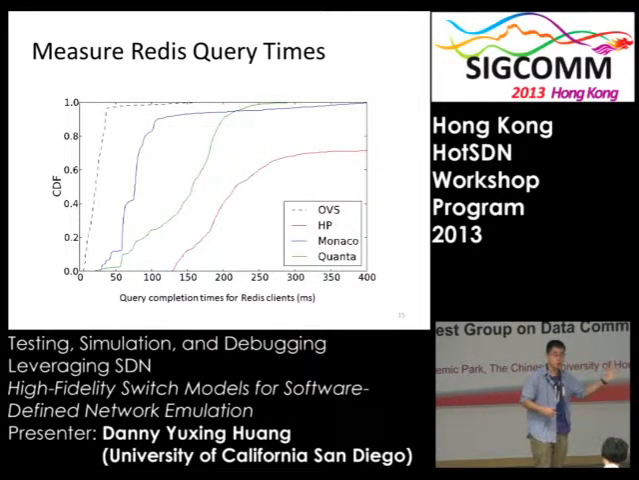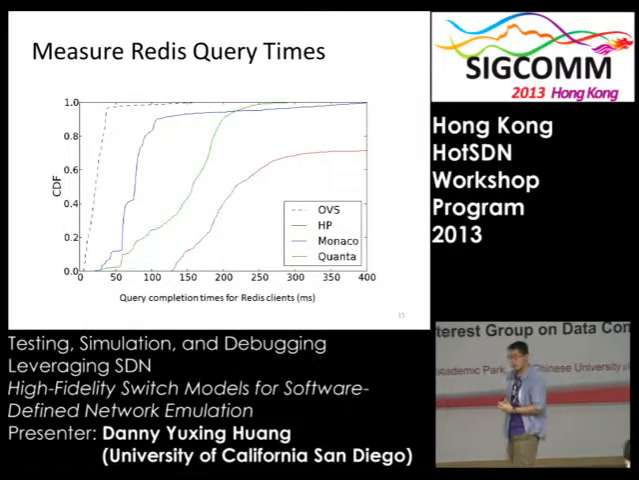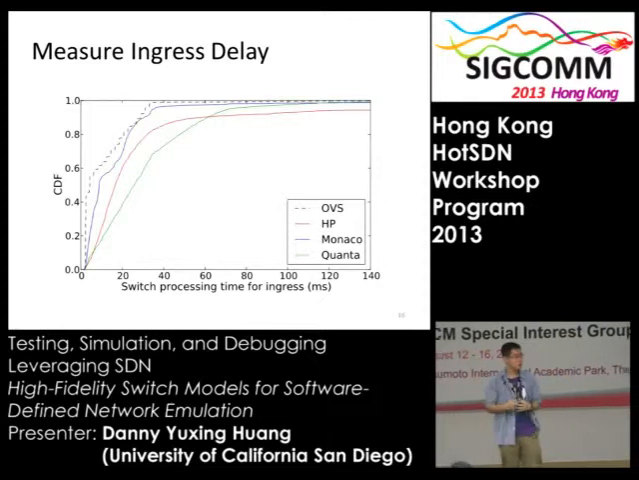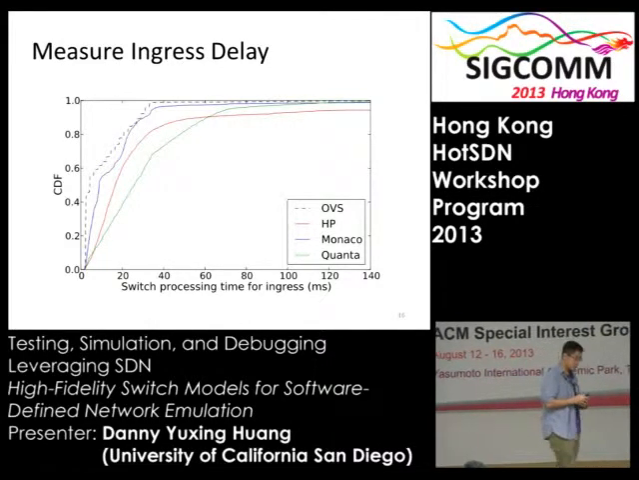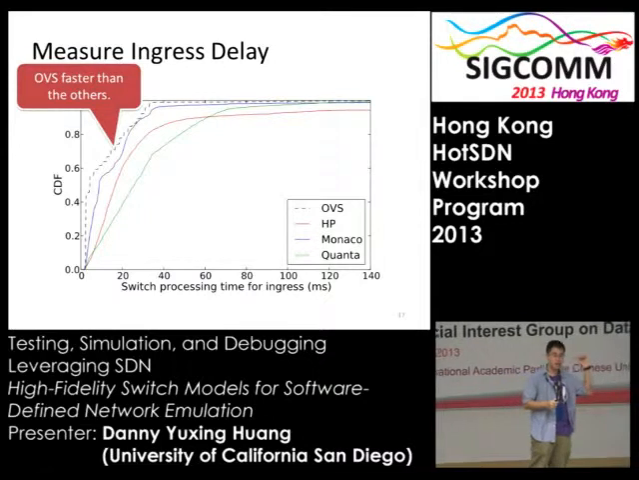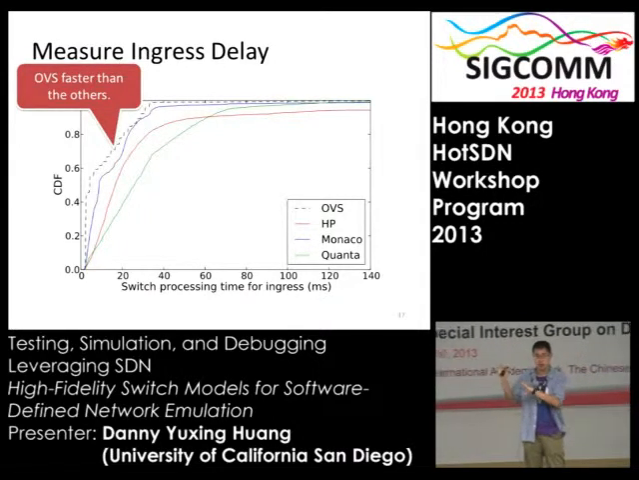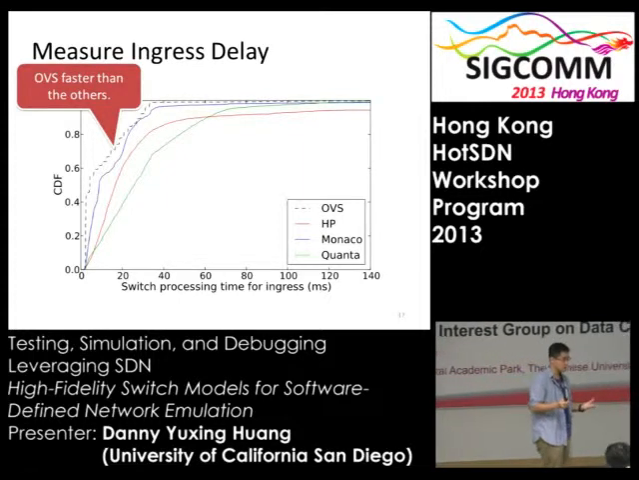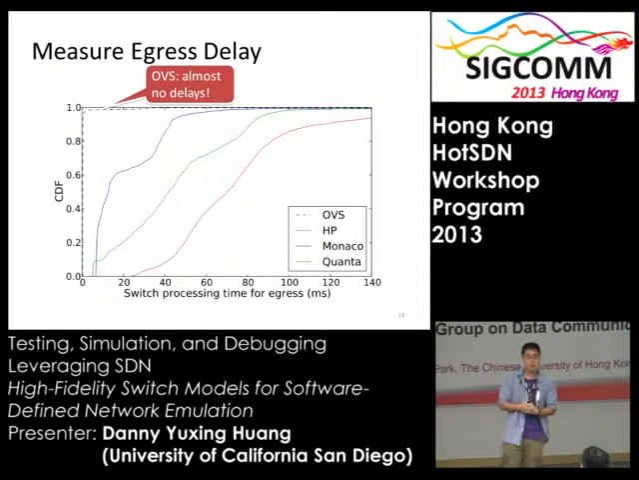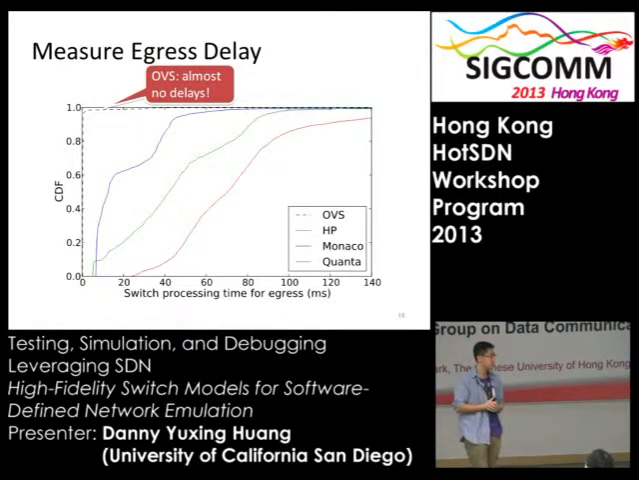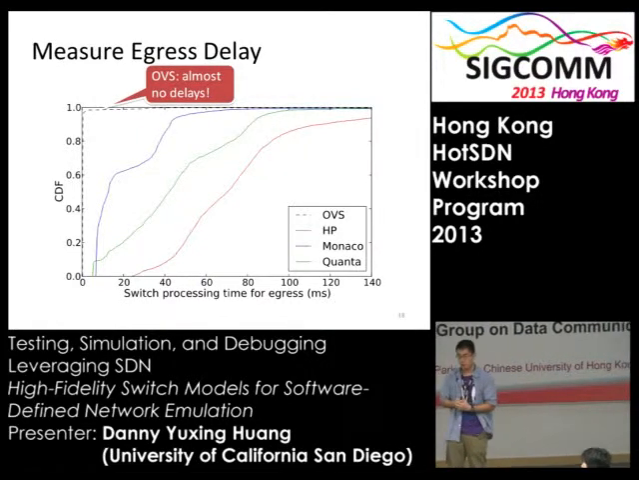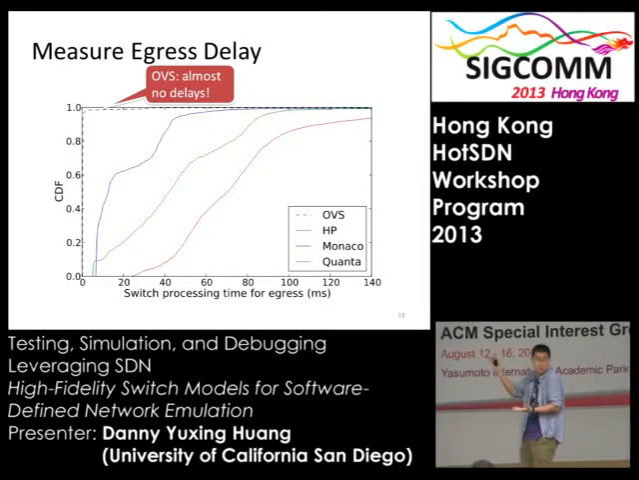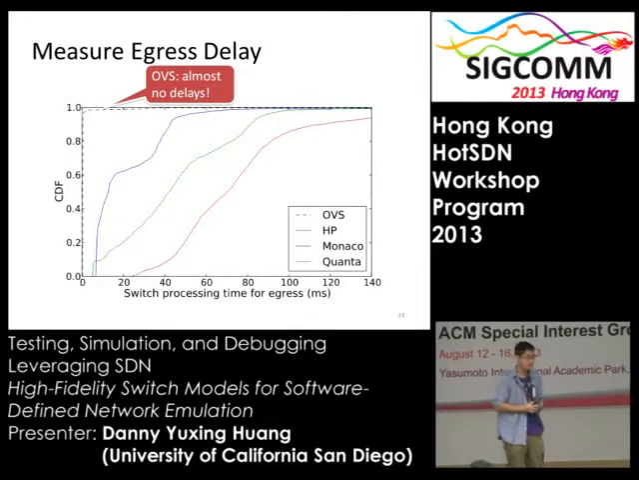So we first focus on the ingress delay. If we look at the ingress, we can see that they are different. The y-axis is the CDF, and the x-axis shows the ingress delays. You can see that OVS is faster than the others in terms of the ingress delay, and we'll come back to this point later. This is an important observation. We do the same thing and look at the egress delay. Again, the y-axis plots the CDF, and the x-axis shows the egress delay. Again, OVS is faster, and in this case, it has incurred almost 0 delay.